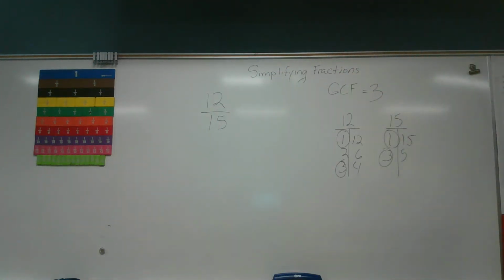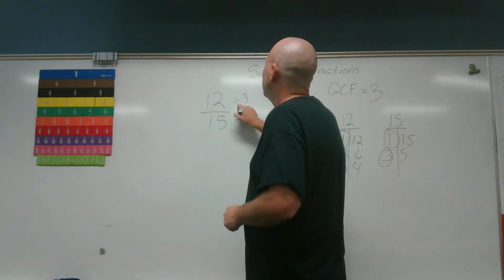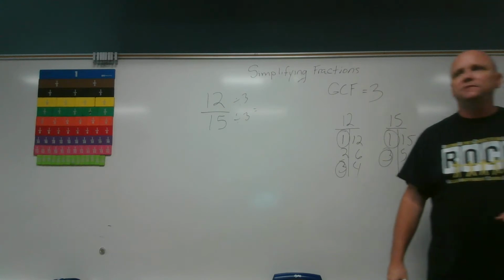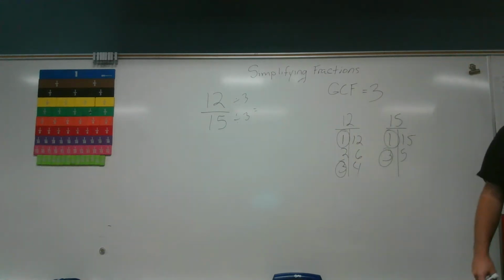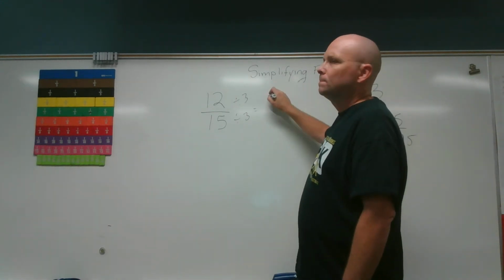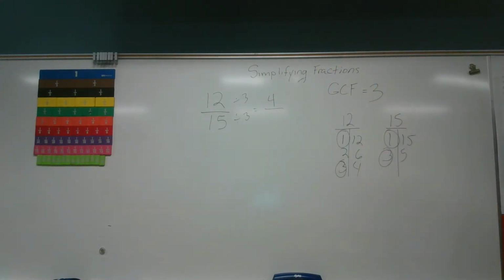Will, once I find my greatest common factor, then what do I do? I divide the numerator and the denominator by the greatest common factor. What is 12 divided by 3? What is 15 divided by 3? 5.